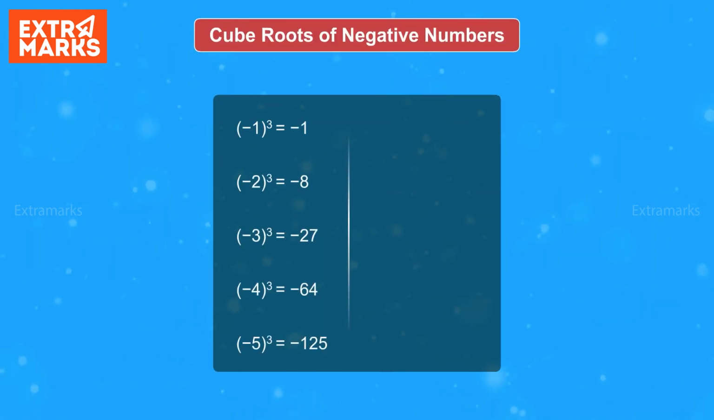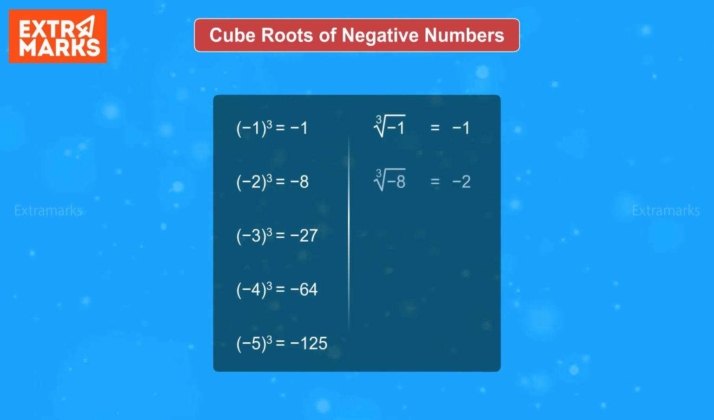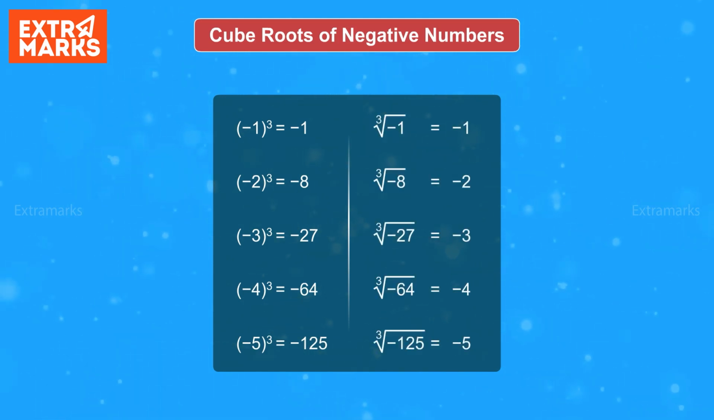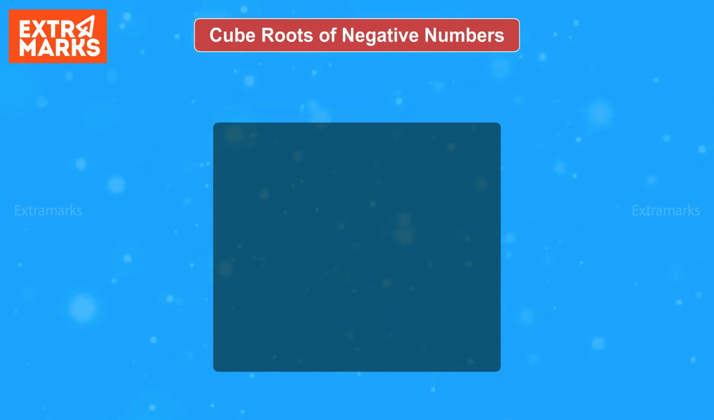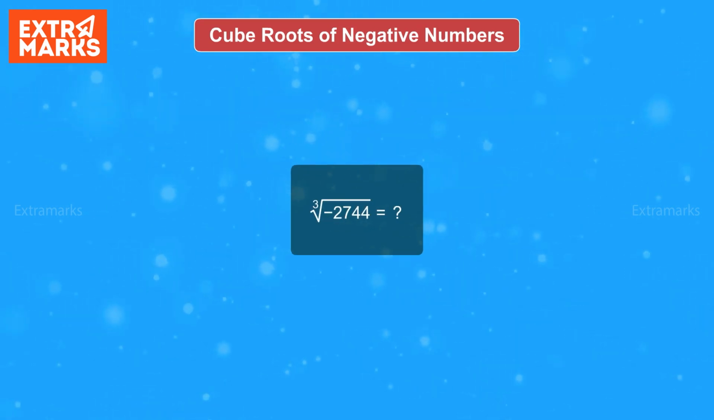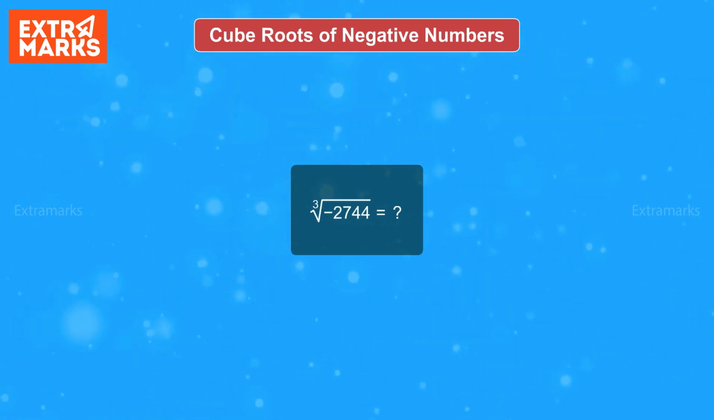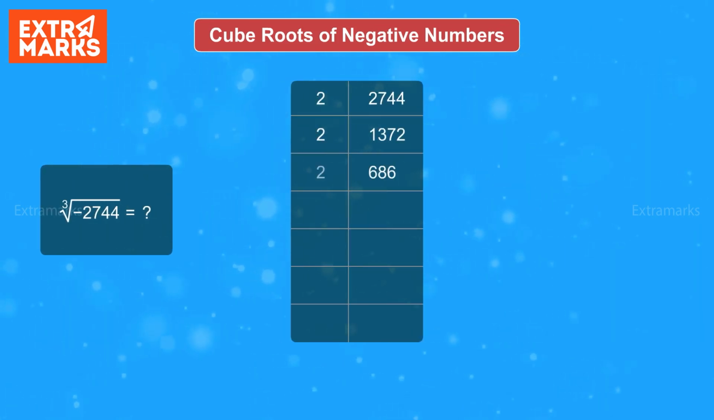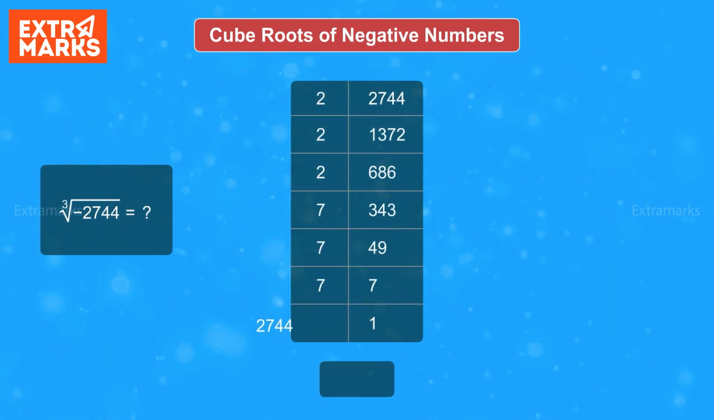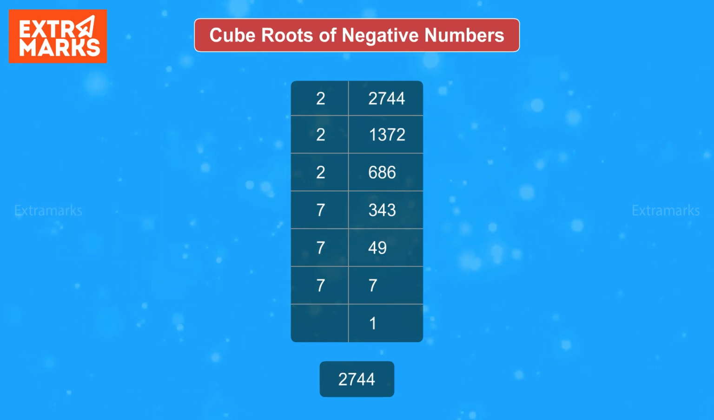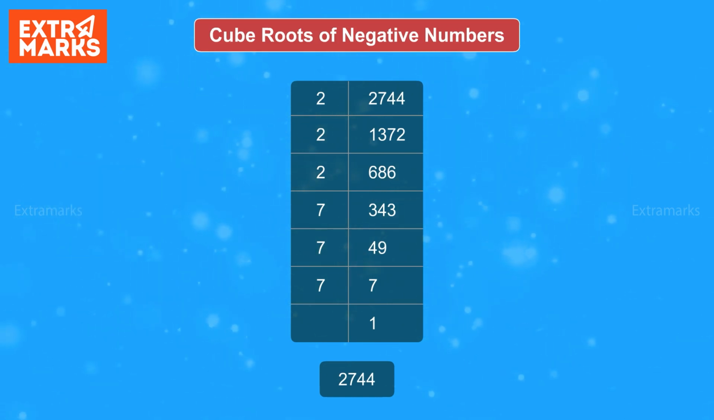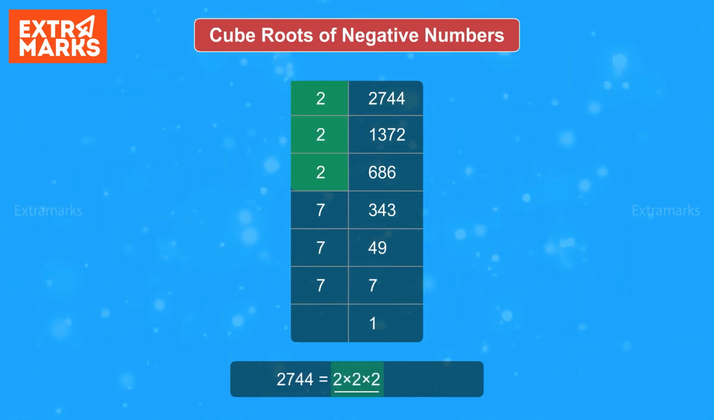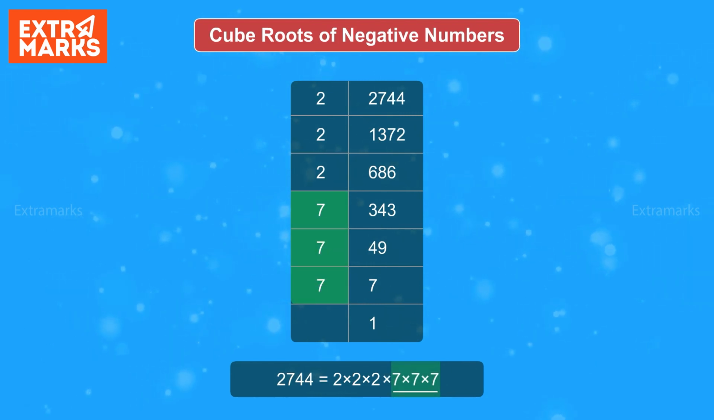Since the cube of a negative number is negative, the cube root of a negative number is also negative. Let's find the cube root of a negative number. Suppose we have to find the cube root of negative 2744. For this, first we find the prime factorization of 2744. In this factorization, we see that each of the prime factors, 2 and 7, appears thrice.